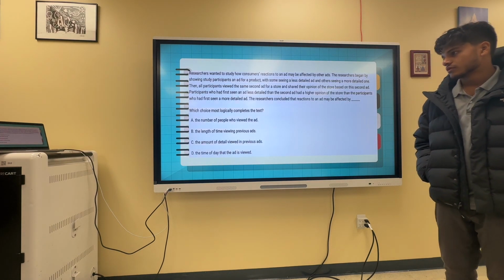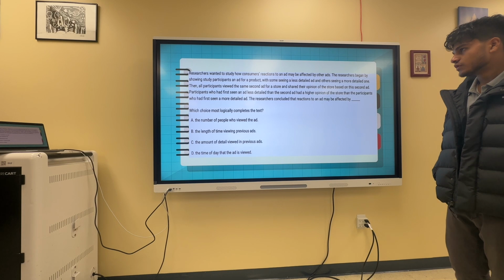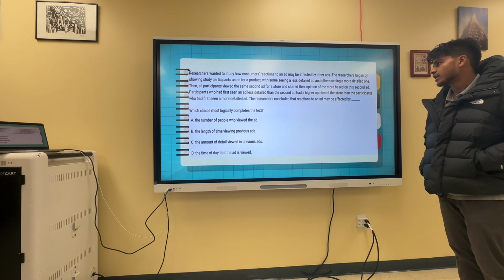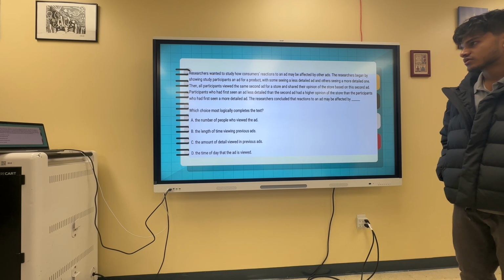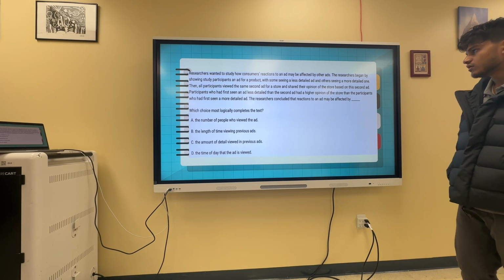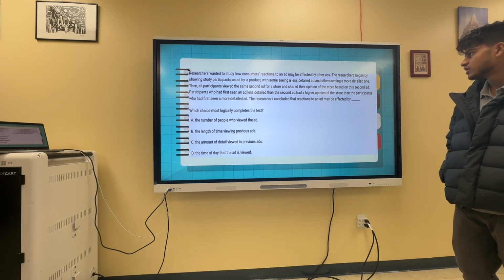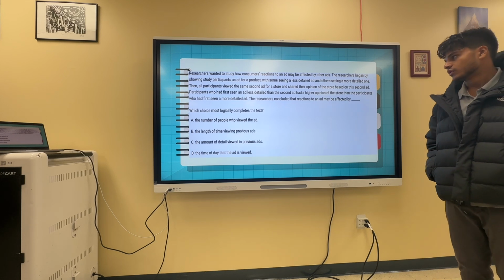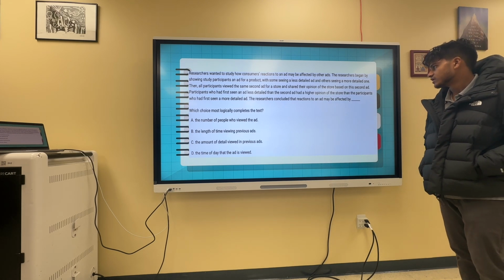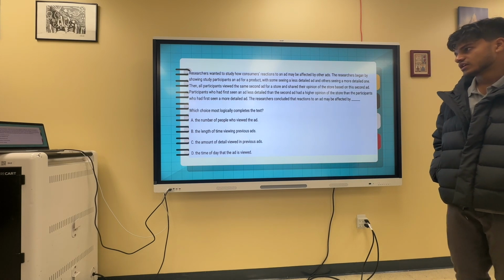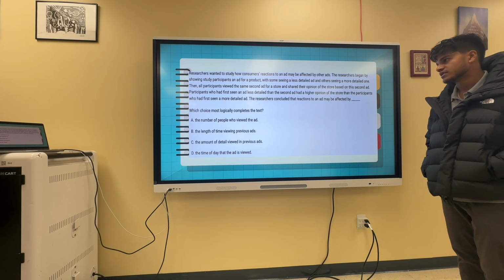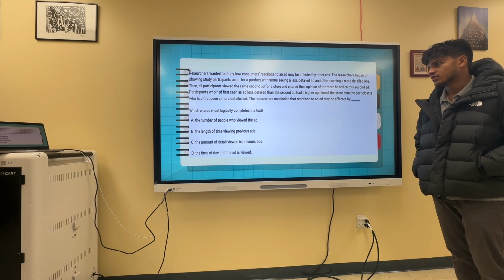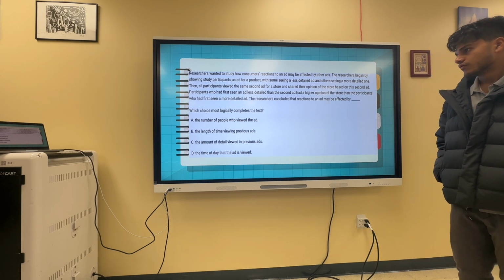Okay, another example. Researchers wanted to study how consumers' reactions to an ad may be affected by other ads. The researchers began by showing study participants an ad for a product, with some seeing a less detailed ad and others seeing a more detailed one. Then all participants viewed the same second ad for a store and shared their opinion of the store based on the second ad. Participants who had first seen an ad less detailed than the second ad had a higher opinion of the store than the participants who had first seen a more detailed ad.